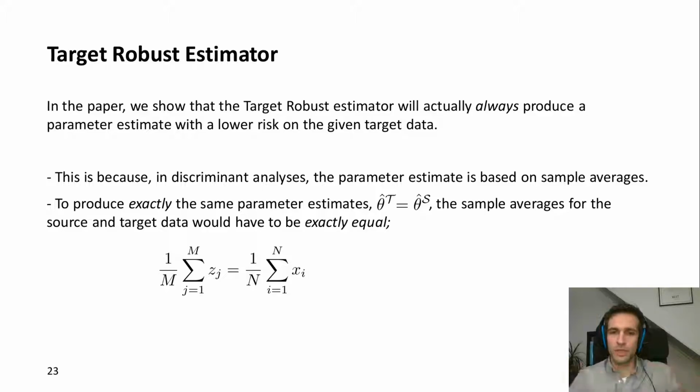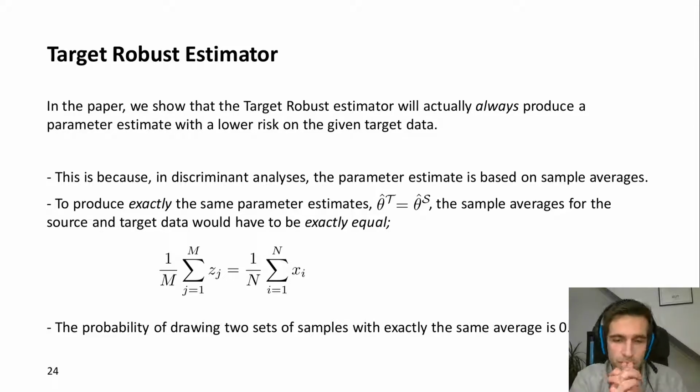So you have two sets of samples, one from the source domain, one from the target domain, and their averages in feature space have to be exactly equal in order to get this setting where the target robust estimator will not improve. And so if we have continuous distributions or probability density functions in feature space to sample data points from, then this event occurs with probability 0. And so we can say that the target robust estimator will almost surely produce a lower risk on the given target data.